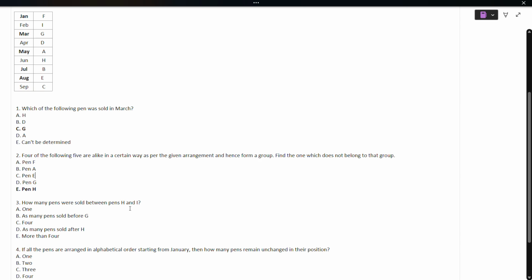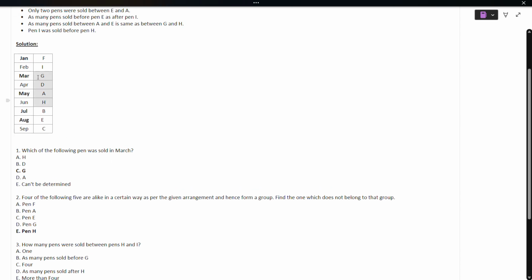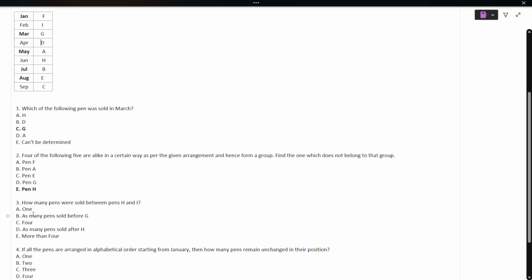How many pens were sold between H and I? Between H and I, there were 3 pens sold. The option says 1, no. As many pens sold before G? Before G we have 2 pens, so no. 4, no. As many pens sold after H? After H we have 3, so this is the correct answer, which is 3.